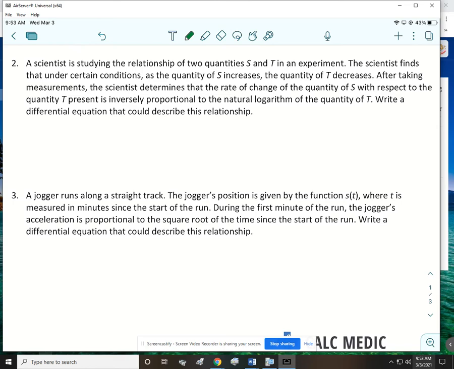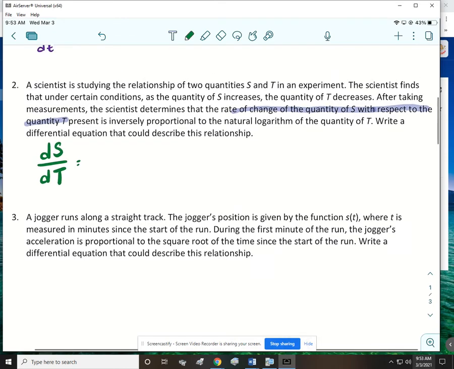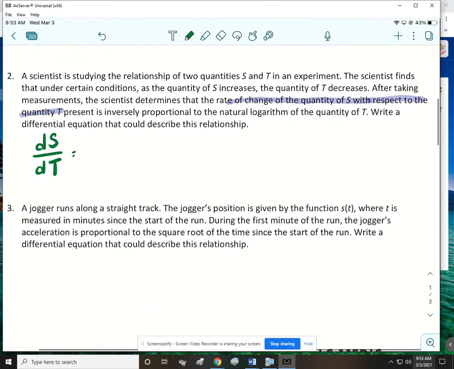So the rate of change of the quantity of S with respect to the quantity of T means ds over dt. The other one was with respect to time; this one is with respect to the quantity of t. We definitely need a k. The rest says inversely proportional to the natural log of the quantity of t. Because it's inversely proportional, we're going to divide by the natural log of the quantity of t. That one had a lot of information we had to sort through.